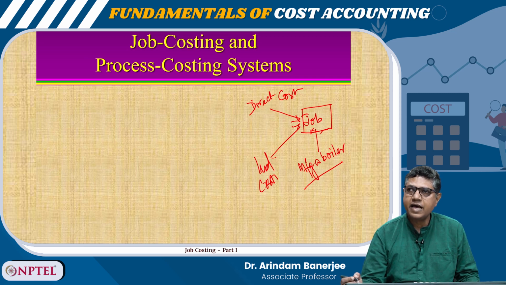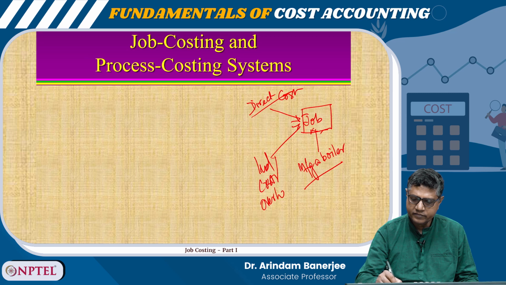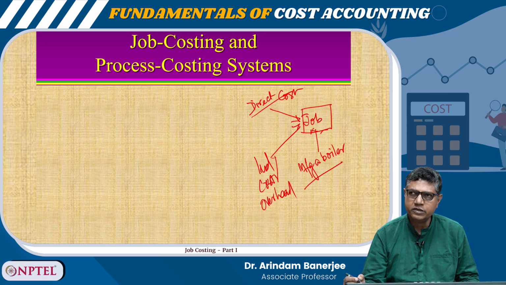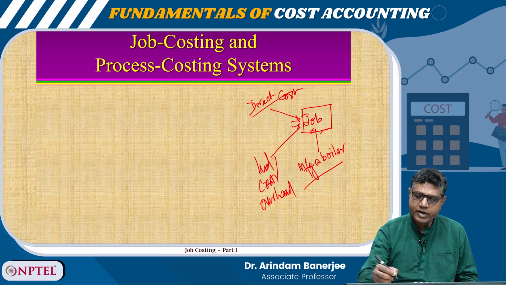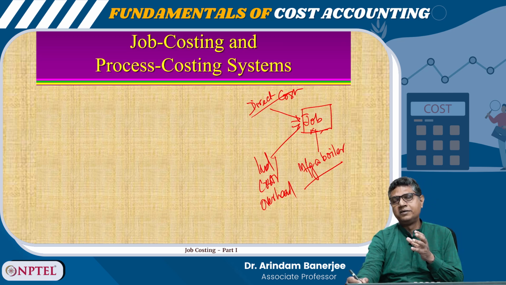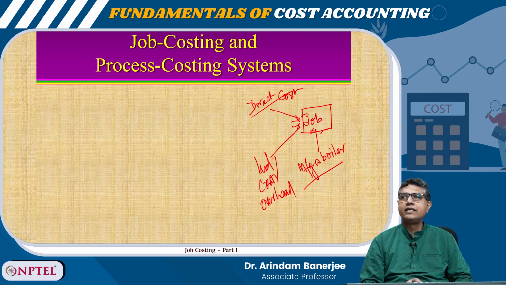The direct costs we will try to trace to the job directly, and the indirect costs, or overheads, we will try to allocate to the job. Now, if we add the direct costs and the indirect costs, then we will get the total cost associated with a particular job.